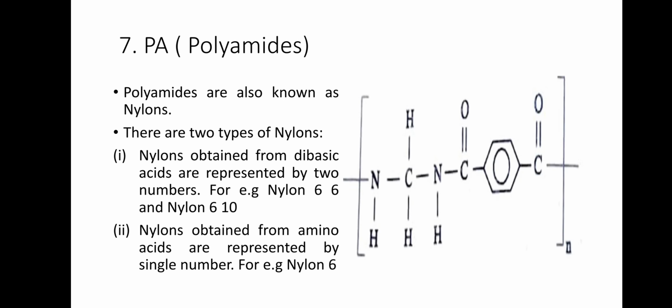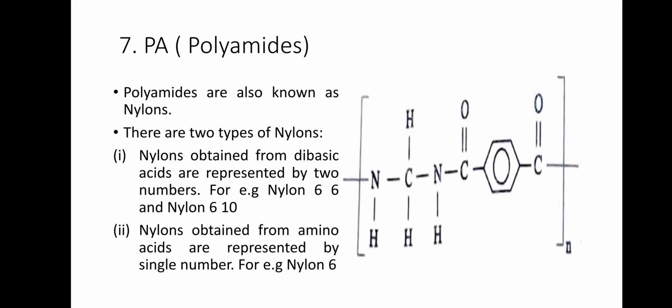The next polymer is polyamides. It is given by the symbol PA. It is also called nylons. There are two types of nylons. Nylons obtained from dibasic acids are represented by two numbers, for example 6,6 or 6,10. Nylons obtained from amino acids are represented by a single number.